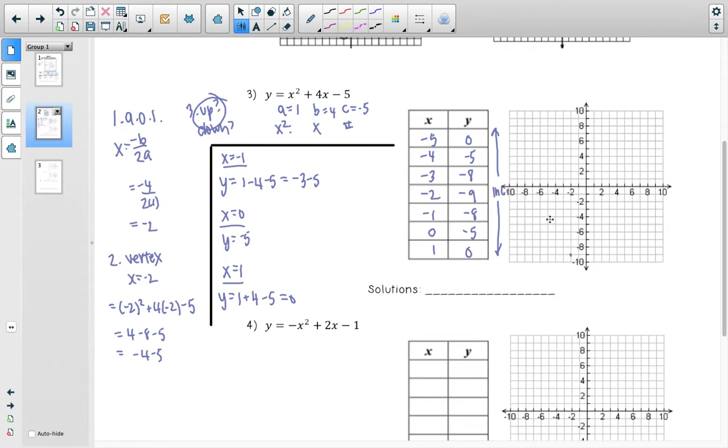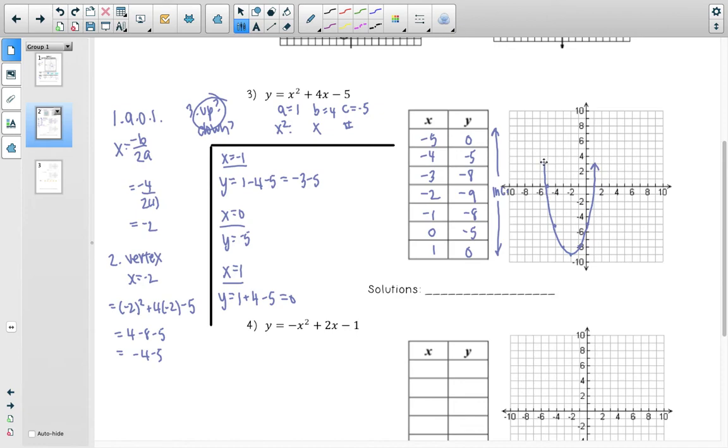Okay, so if we plot these points, at -5 it's 0, at -4 it's -5, and at -3 it's -8. Let me just do the flip of that. -1 is at, oops, missed that, messed up. Meant to put it here. -1 is -8, 0 is -5, and 1 is 0. And this is not going to look pretty, but we're going to do it.